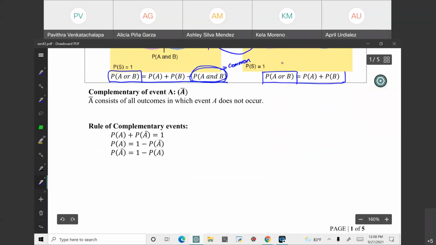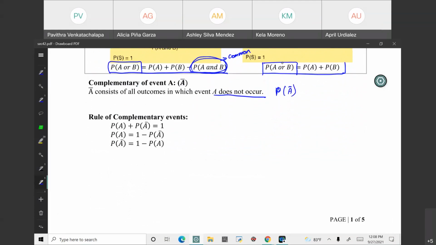Complementary of event, you have already studied that. That means an event which will not occur. Probability of an event which will not occur is denoted by probability of A bar or A complement. The bar on the letter A is called as complement.